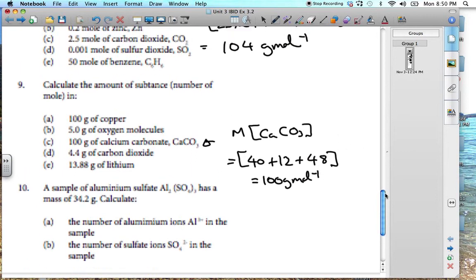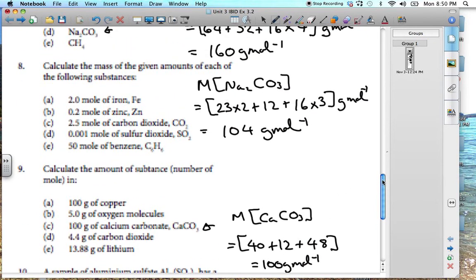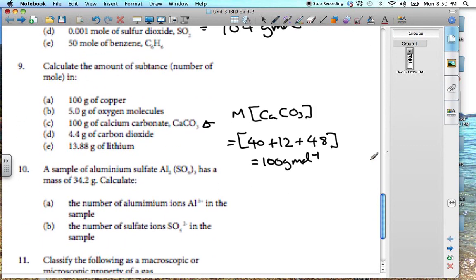Then we just work that out just over here. Oh no, that was 104. Okay, and we've got 100 grams of it. So the number of moles is equal to your mass that you've got divided by your molar mass. So it's equal to 100 divided by 100. So you've got 1 mole. That's pretty straightforward, isn't it?